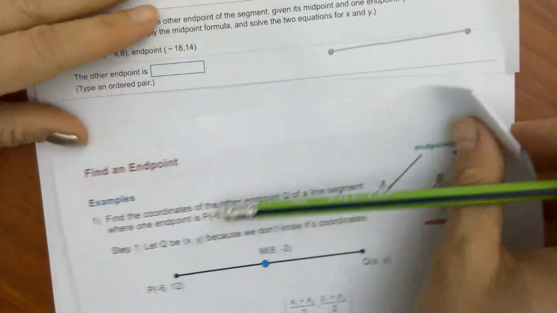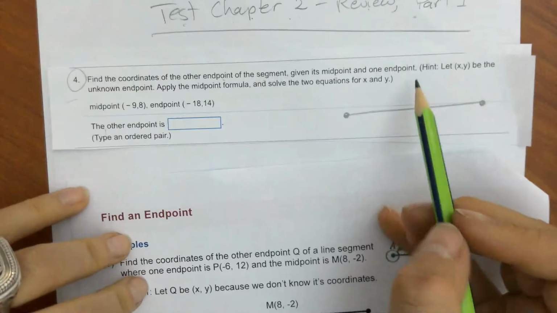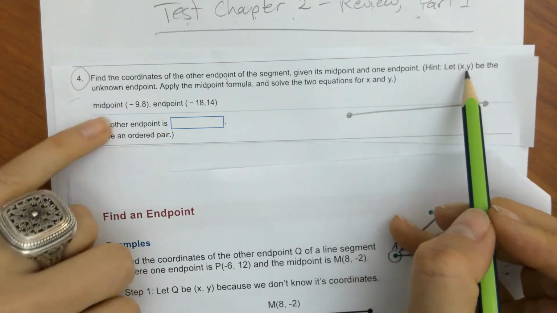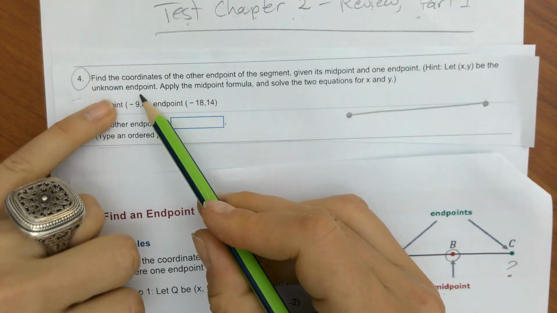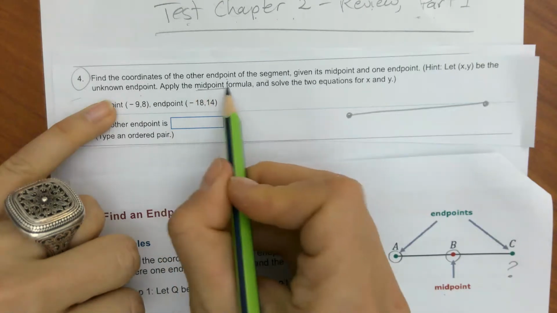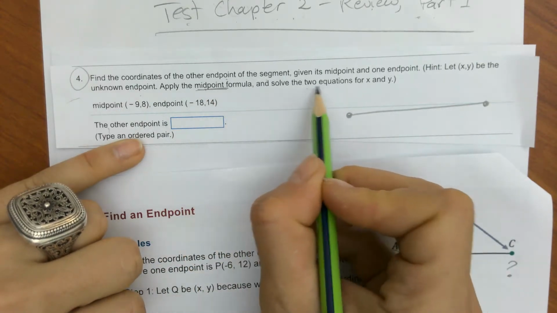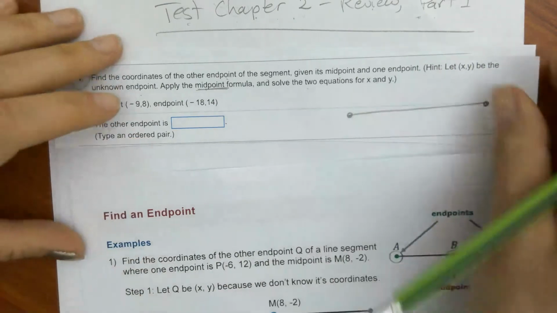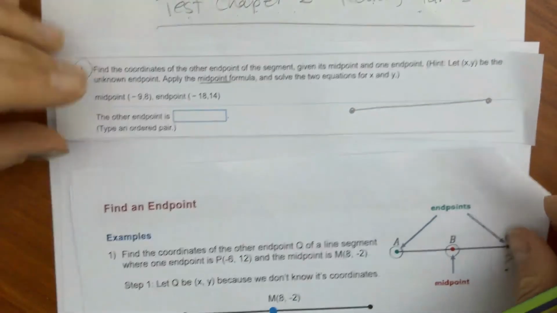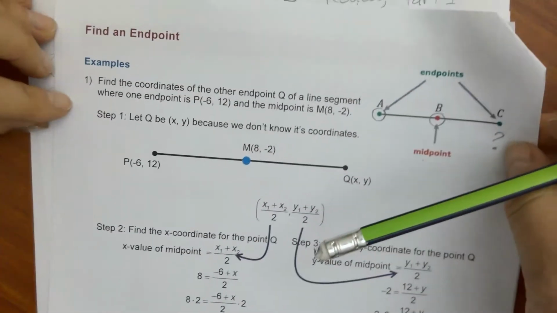That's what it just said in that sentence. Let's finish reading it. Oh, it's messy. And it says, hint, let xy be the unknown point, and apply the midpoint formula. So we're going to use the midpoint formula and solve two equations for x and y. Okay, so let's just look at an example from our textbook.